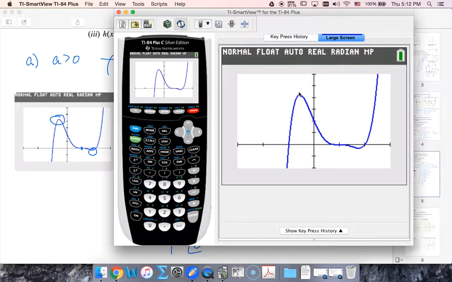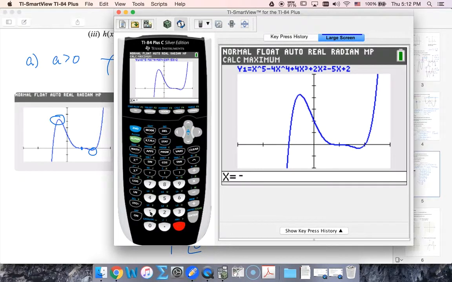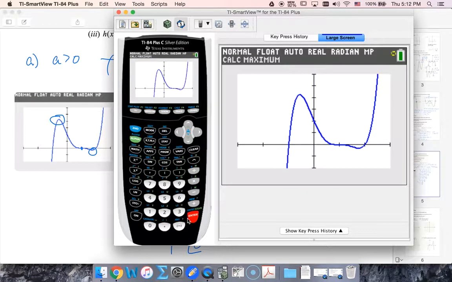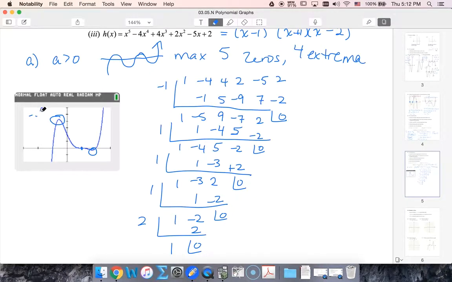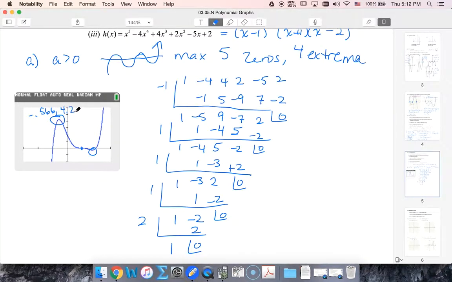So this one looks like it's at about -0.5 for the x value. So I'm going to calculate the max. I know -1 is on the left, 0 is on the right, and it looks like it's at about -0.5. And I get -0.566. And it was 4 point something, 4.28.